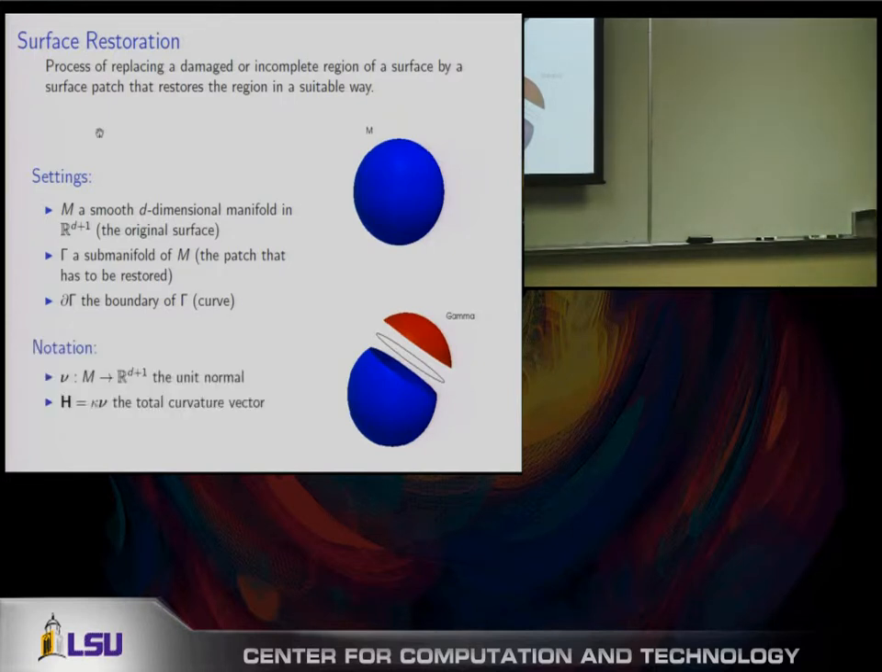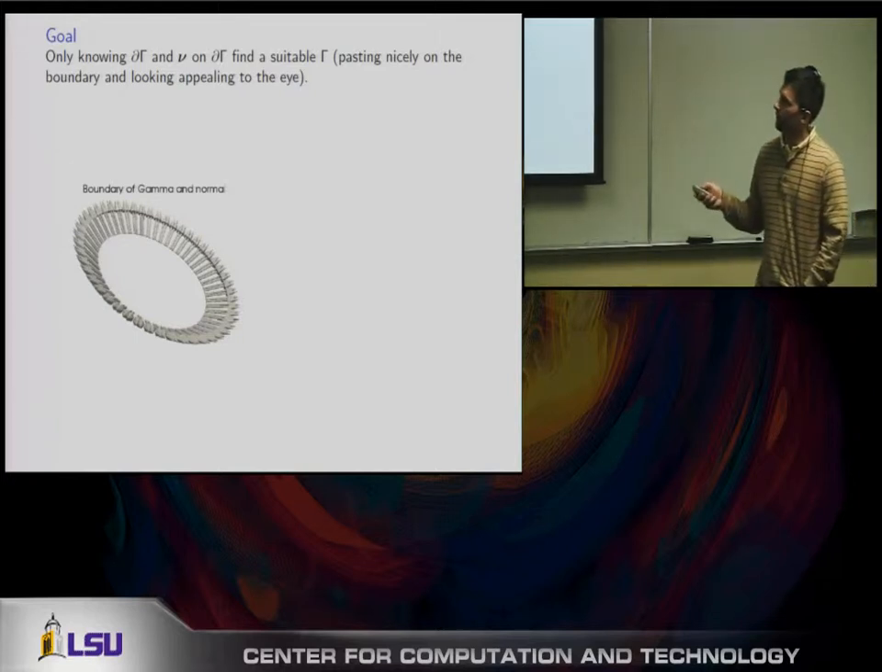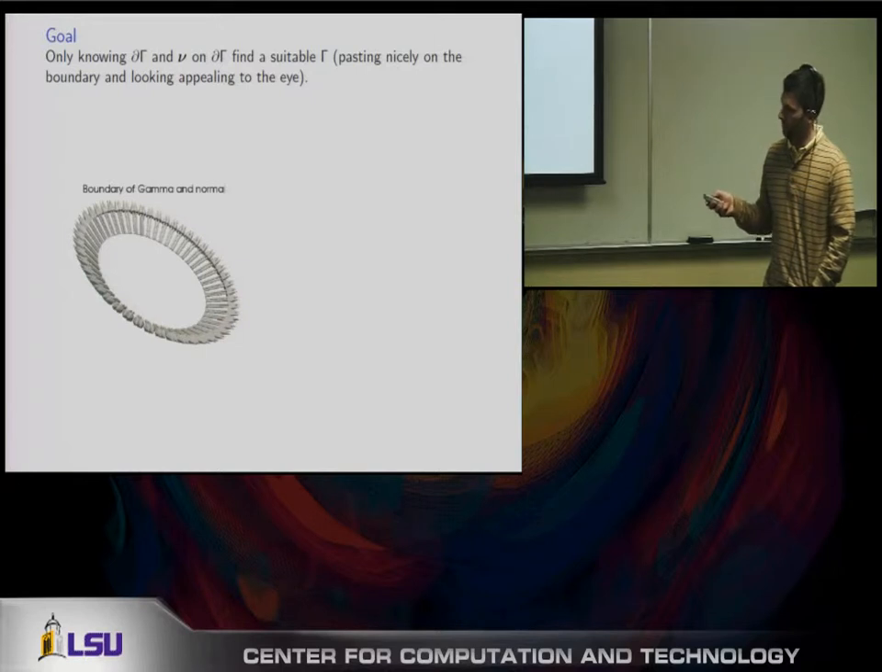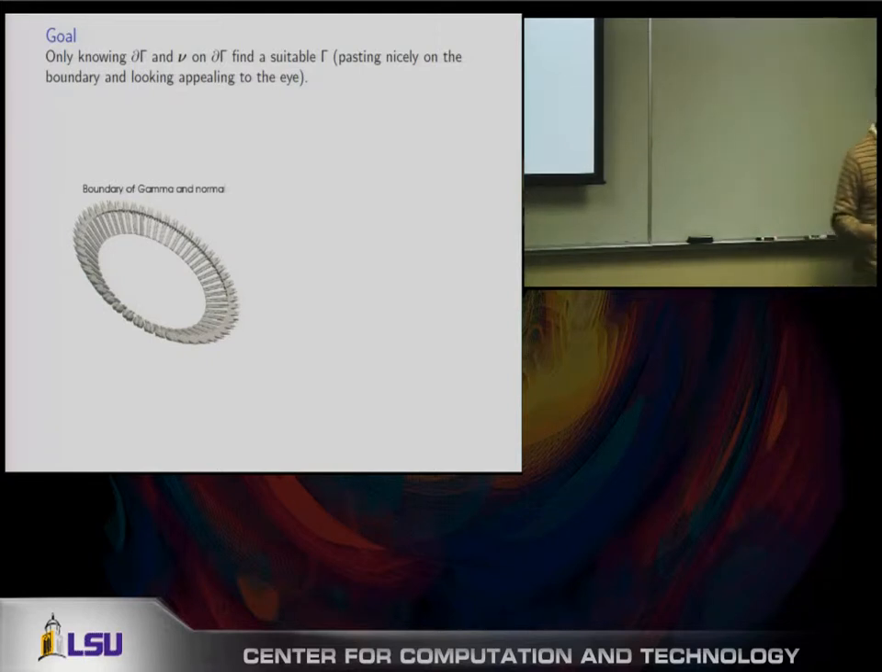So some notation, let's call the normal to the surface nu, and this should be all the notation now, H is the mean curvature, the vector mean curvature. So the goal is, only knowing what is the boundary of the patch that we want to restore, and what is the normal vector at that boundary, we would like to find some suitable filling for that hole.